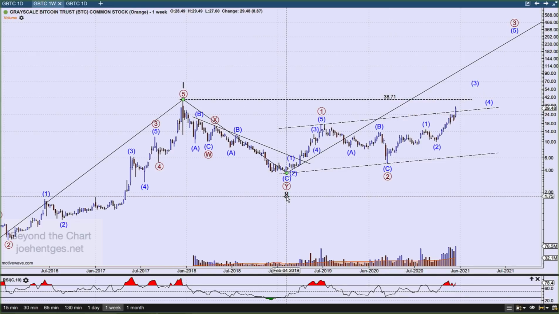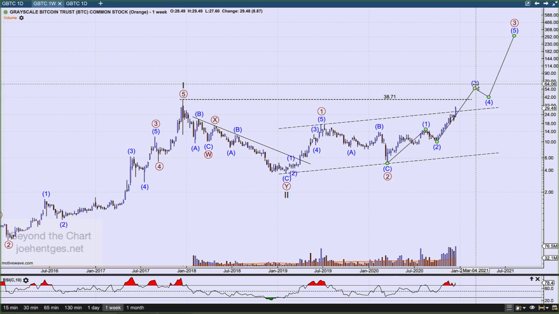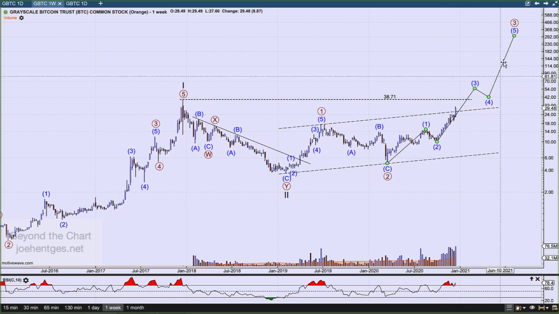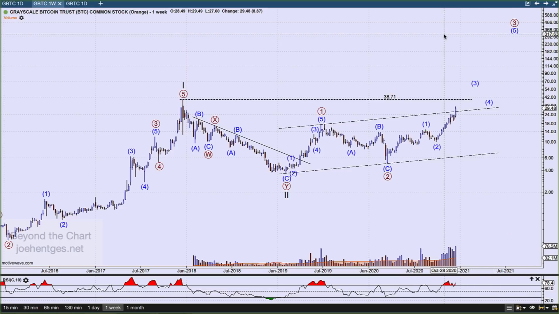So if indeed we are in cycle wave three, I expect that the strong push will continue and we'll punch above this. And then we'll watch and drill down, take a look at the daily charts and keep track to see how the wave structure unfolds for waves three, four, and five of primary wave three. That's the picture on GBTC. It sure looks pretty strong.